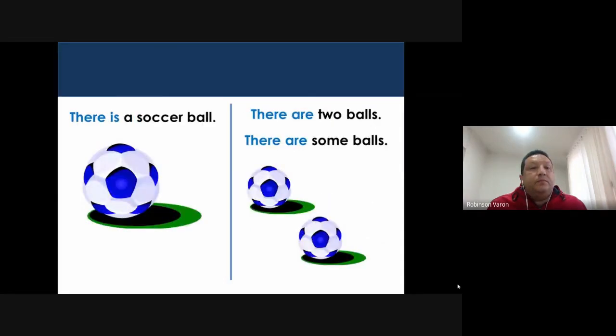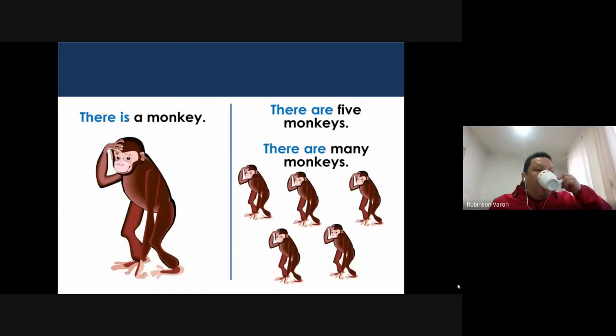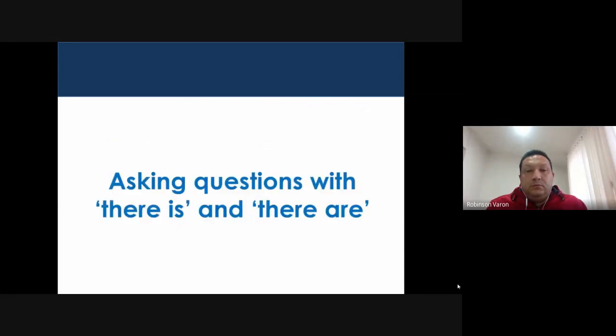There is a soccer ball. One soccer ball. There is a soccer ball. There are 2 balls, or there are some balls. There are more than one. There is a monkey. One monkey. There is a monkey. There are 5 monkeys, or there are many monkeys. Again, more than one. There are 5 monkeys. There are many monkeys. Now let's learn how to ask questions with there is and there are.